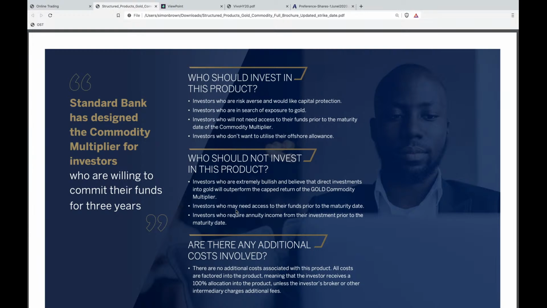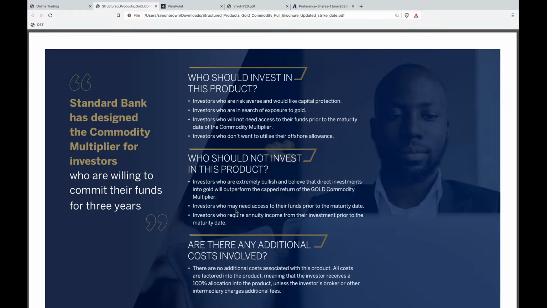It's also important that someone investing in this product simply doesn't need the money in 3 years, and again, doesn't want to use their offshore allowance. Who should not invest? If you are extremely bullish and you believe that gold is going to be doubling, or not doubling, anything more, if you expect more than 30% appreciation, and for ease of sake, let's say gold is currently $2,000. If you think in 3 years' time gold will be north of $2,600, then this product is not for you, because you will actually give up some of that upside.